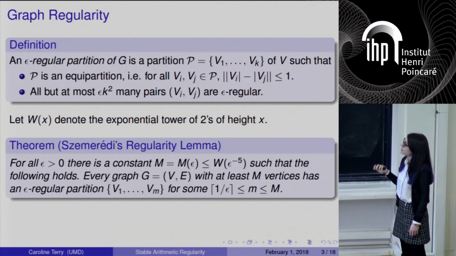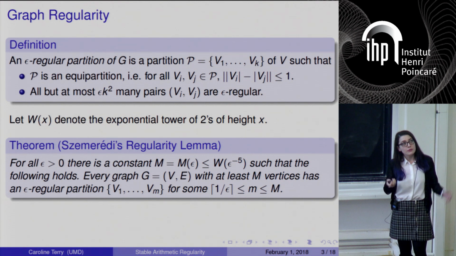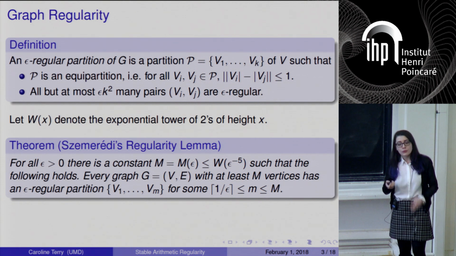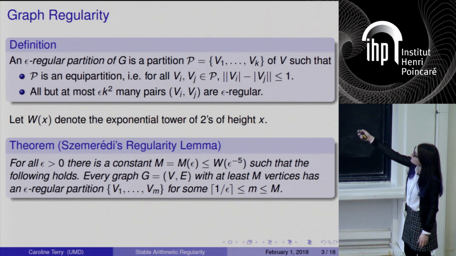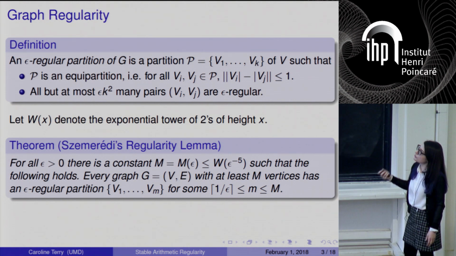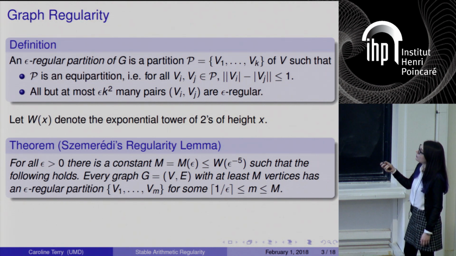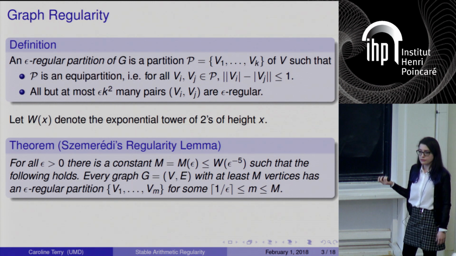For every graph G with at least M vertices, there's an epsilon regular partition V_1 through V_m, for some m between 1 over epsilon and big M at the top. The important part is this upper bound. You give me an epsilon, which is how uniform you want the partition to look, and then there's some constant depending only on epsilon, so that for any finite graph, I can find a partition into at most big M pieces which is epsilon regular.